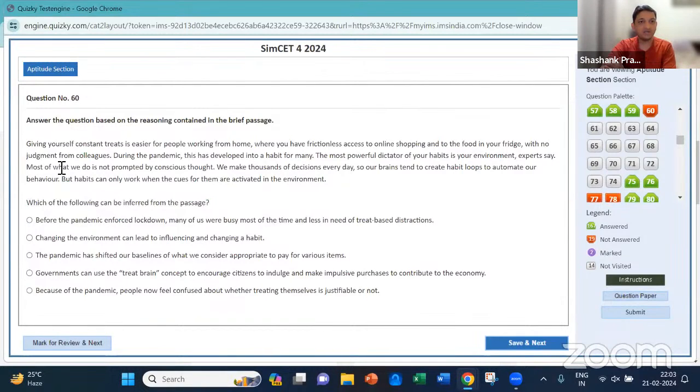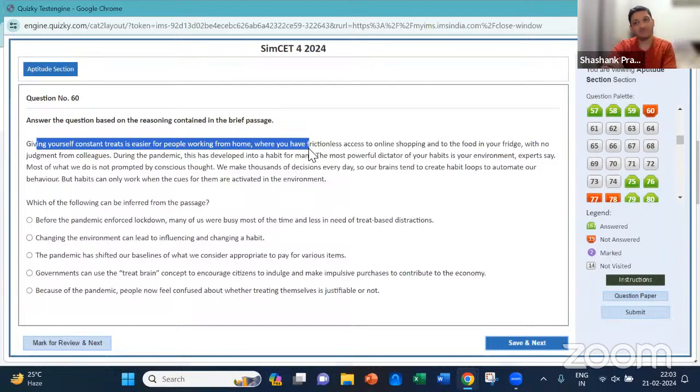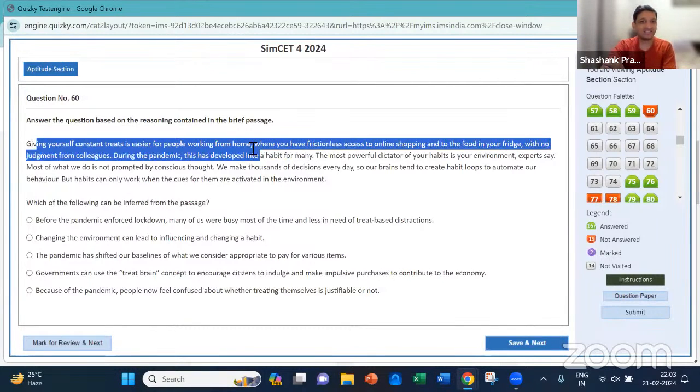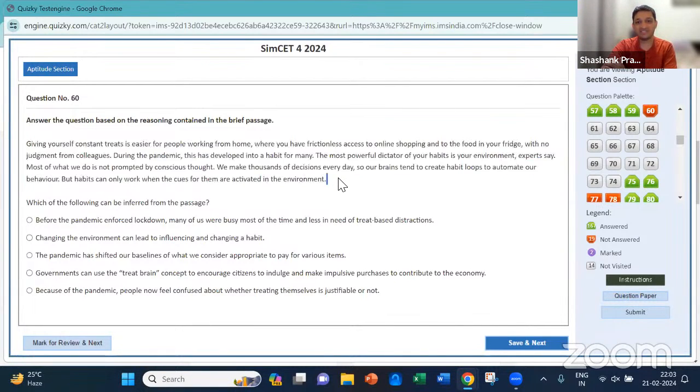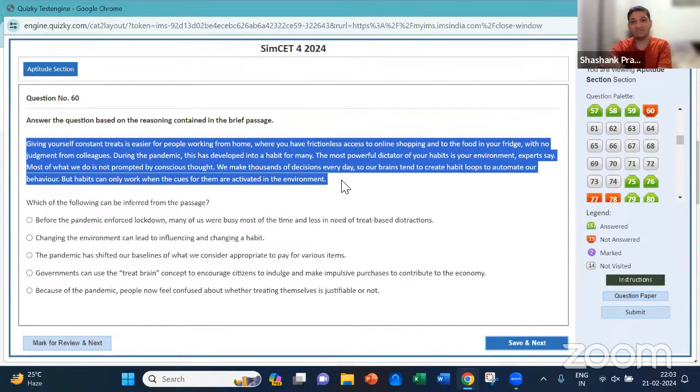Okay, can be inferred. Giving yourself constant treats is easier for people working from home, where you have frictionless access to online shopping and food in your fridge. Yeah, been there, done that. No judgment from colleagues. It's my worst nightmare. During the pandemic, this has developed into a habit for many. The most powerful dictator of your habits is your environment. Experts say most of what we do is not prompted by conscious thought. We make thousands of decisions every day, so our brains tend to create habit loops to automate our behavior. But habits can only work when the cues for them are activated in the environment.